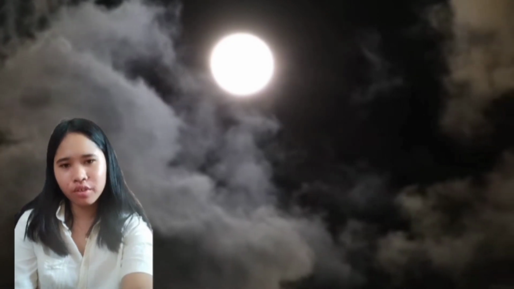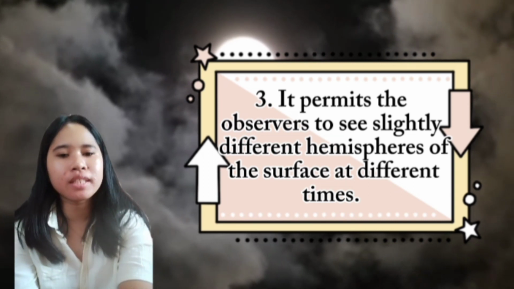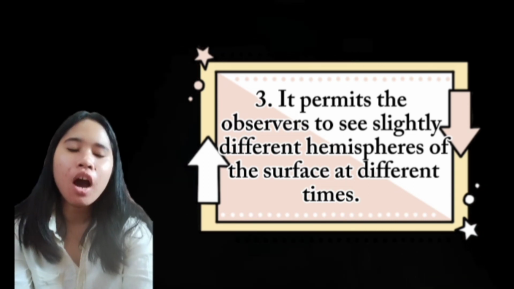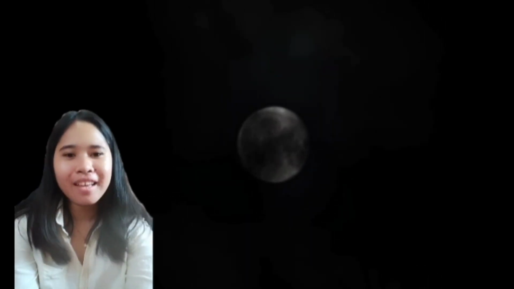So let's move on to the third question. It permits the observers to see slightly different hemispheres of the surface at different times. Well, it sounds so similar. But what is the answer? Well, Lunas, the answer is moon's libration also. Don't get confused. Why are the answers repeated? It's just because I want to test your knowledge, if you really do understand and comprehend my discussion.